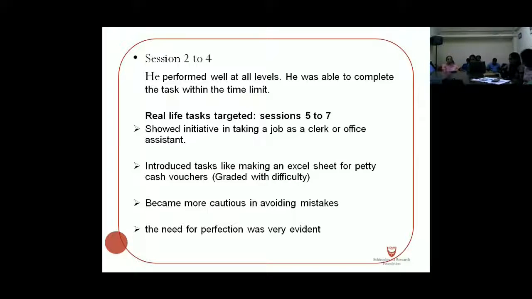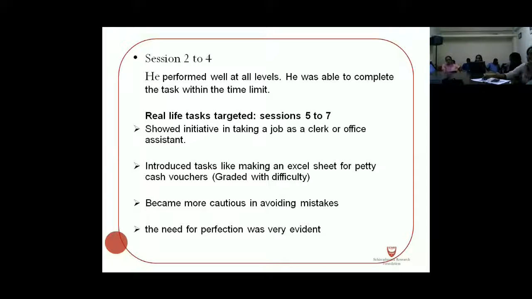While selecting the real-life task, we used the lessons learned in the previous case. We asked the client what his interests were. The client said he's interested to take up a job as a clerk, even though he has a diploma in mechanical engineering. He did not want to do that work. He wanted to take a job as a clerk or an office assistant, and so tasks related to clerical work were chosen. He was asked to make petty cash vouchers, make an Excel sheet or a table using petty cash vouchers, and the task was graded with difficulty.